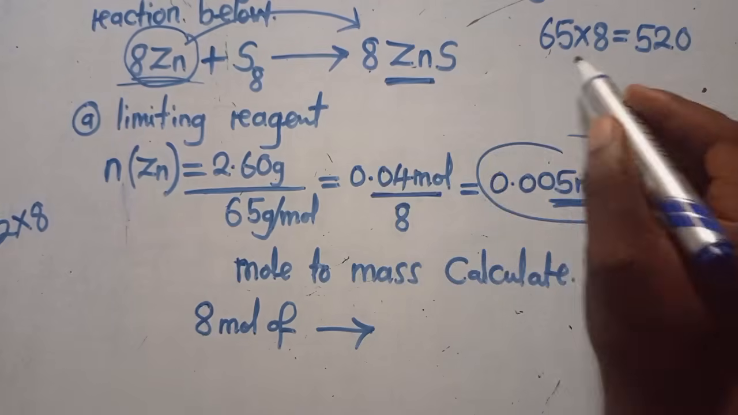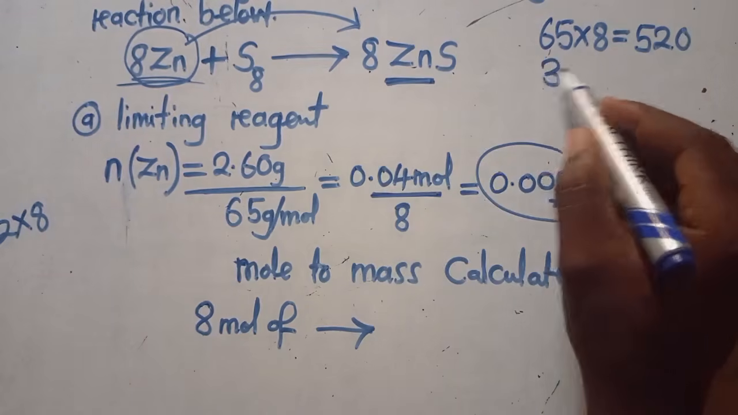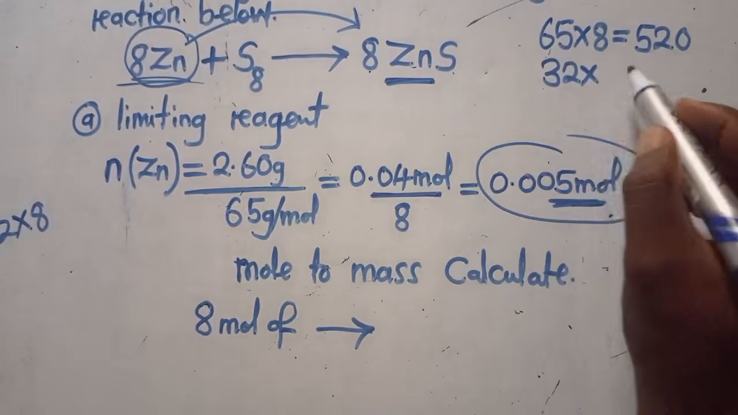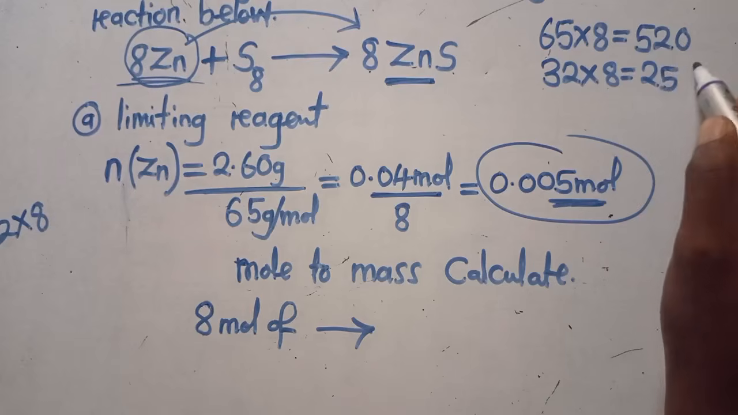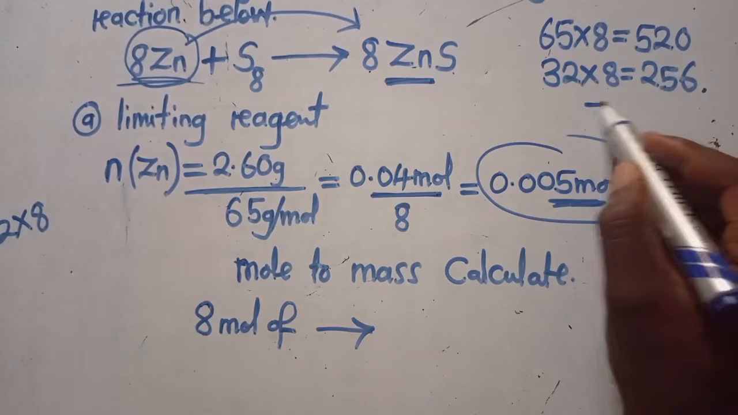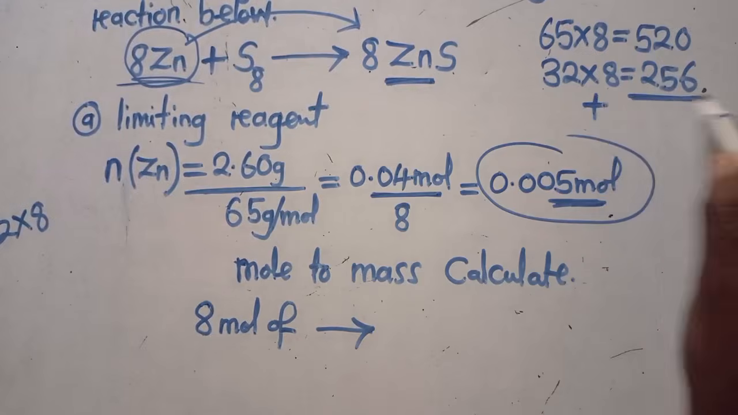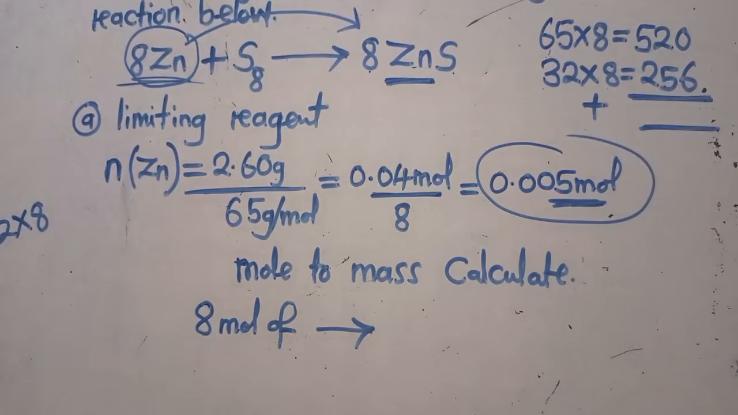Then this is 32. 32 times 8. What is the answer? The answer was 256, isn't it? 256. I add. So I want you to follow me clearly. I can make a mistake. It's very possible. So I add there 520 plus 256. What is the answer?